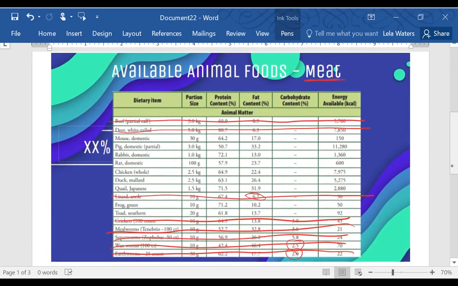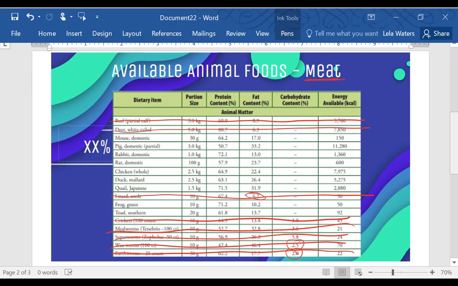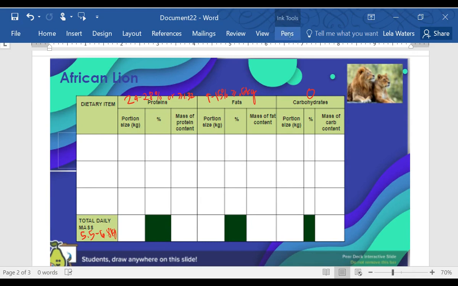So I'm going to look in this table and see if I see any of those things. I don't see buffalo, gazelle, wildebeest. I do, however, see a rodent. So let's start with that one. This is going to be my first pick. This rat is a rodent, right? So let me highlight this. I'm going to come down here and fill in that I'm going to use a rat as my first item.